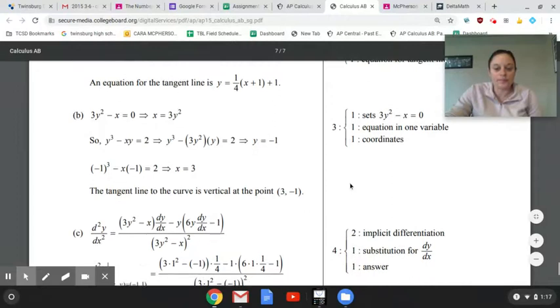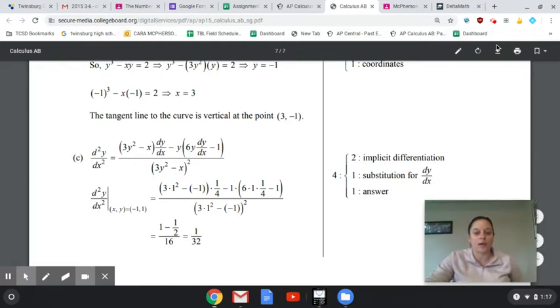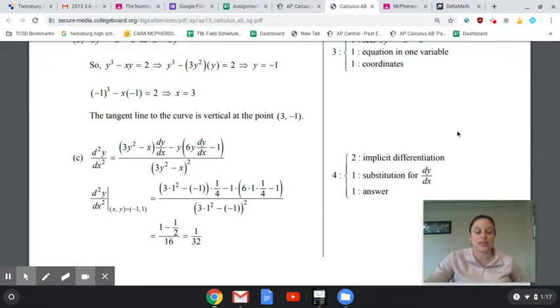Here's how they scored it. You get 2 points for the derivative implicitly, mainly because it's a quotient rule, which is the first level of complexity. And it's also a quotient rule that has an implicit in it. So I think that's why they gave 2 points for that. And you'll notice no simplifying happened.